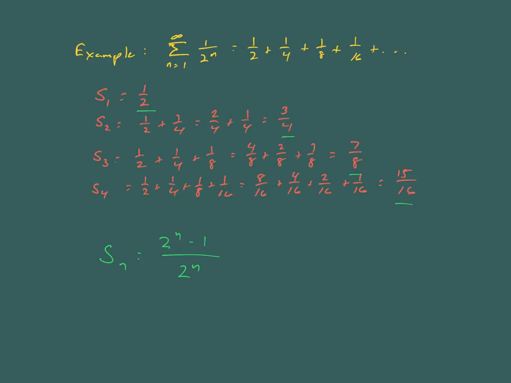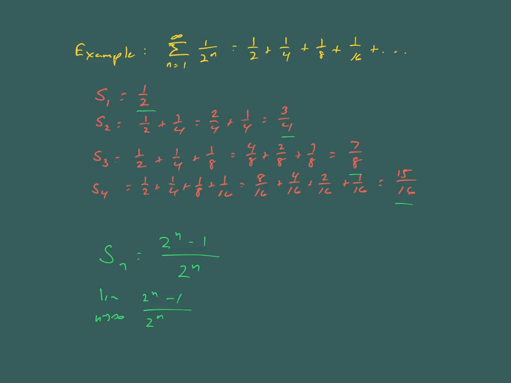To determine whether or not this series converges, I can just take the limit as n approaches infinity of 2 to the n minus 1 over 2 to the n. In this case, you have one of two things you could do. You could recognize that as n gets very, very large, this 1 is going to become less and less significant. It's basically going to be insignificant, which would result in this approaching 2 to the n over 2 to the n, which would be 1.